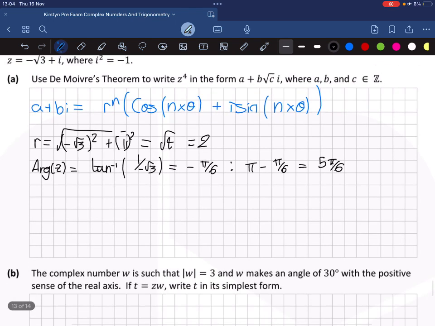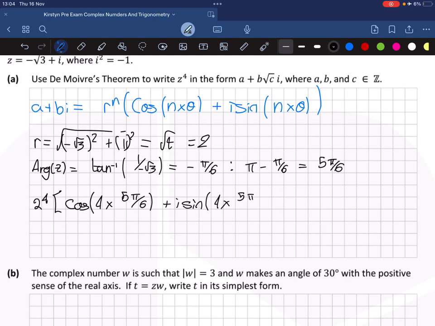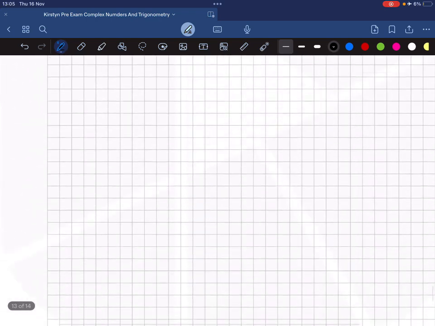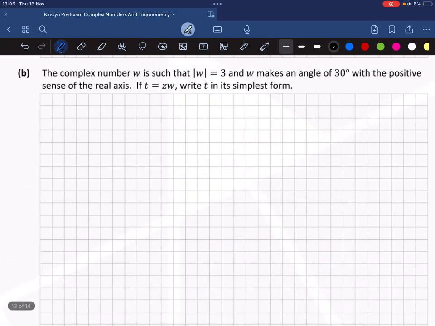And now we just fill out the formula. So r is 2 in this case. So we know that's 2 to the 4 multiplied by the cosine of n, which is 4. So it's going to be 4 times the angle, 5 pi over 6, plus i sine 4 times 5 pi over 6. And then when you compute that, what we're going to get is minus 8 root 3 i.